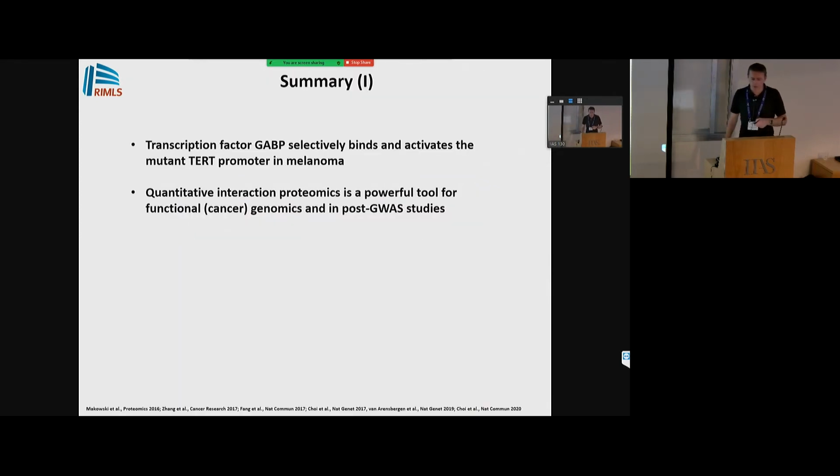That's summarized over here. This JBPA is the transcription factor that selectively binds to and activates the mutant TERT promoter in melanoma. And in more general terms, quantitative interaction proteomics is a very powerful tool for functional cancer genomics and in post-GWAS studies. We're using that technology on a very broad scale across many different cancer types and many different studies. You can look up these publications. So that was the first part.